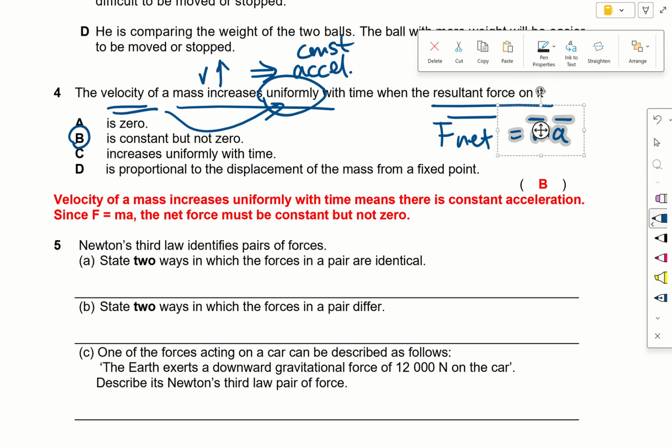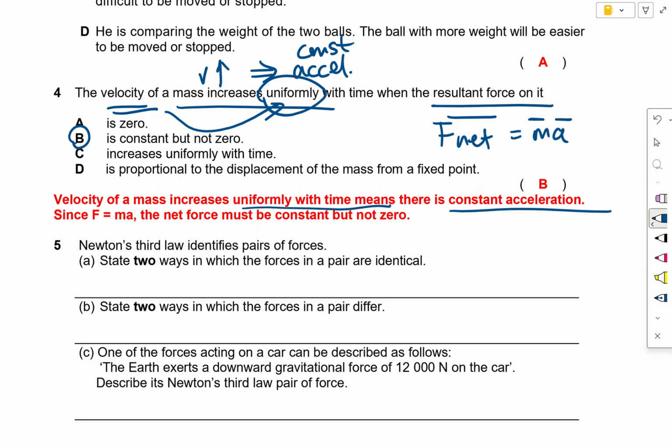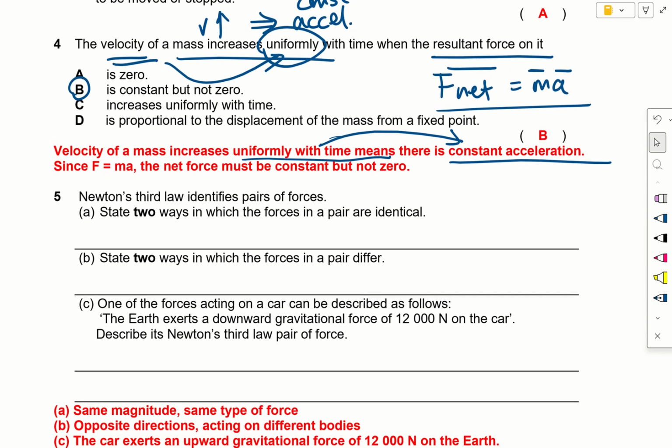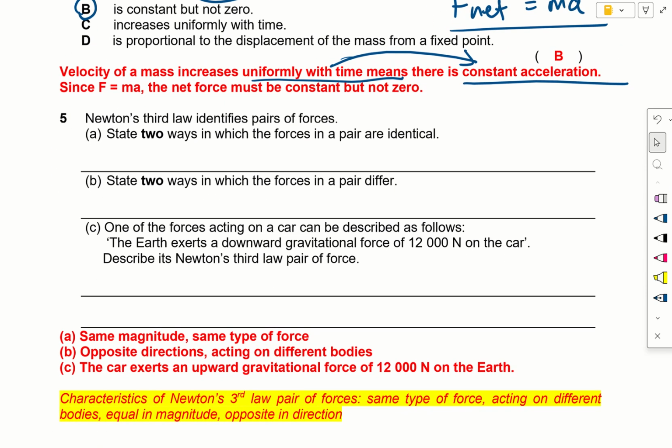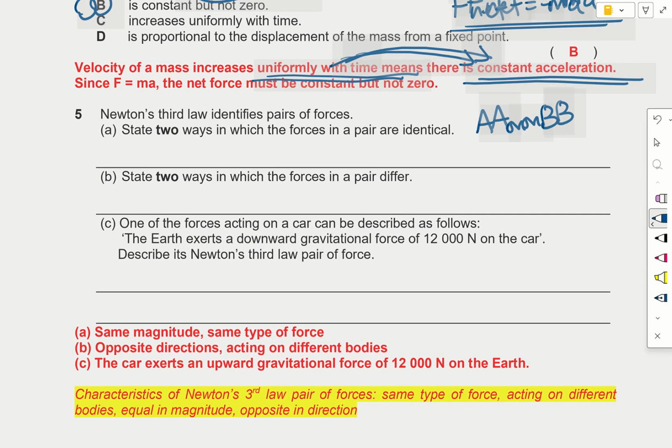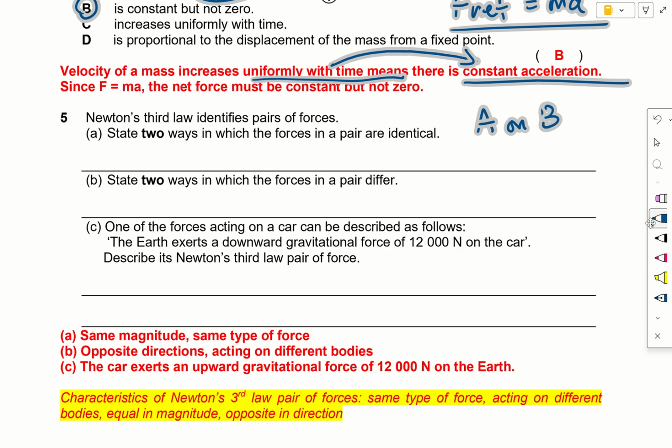Okay, so the explanation is here. Velocity of mass increases uniformly with time, means there's constant acceleration. You must be able to link this with the formula, then you can find out that the F net must be constant. Okay, Newton's third law identifies pairs of forces, right? Third law is A on B, then equal and opposite will be B on A.